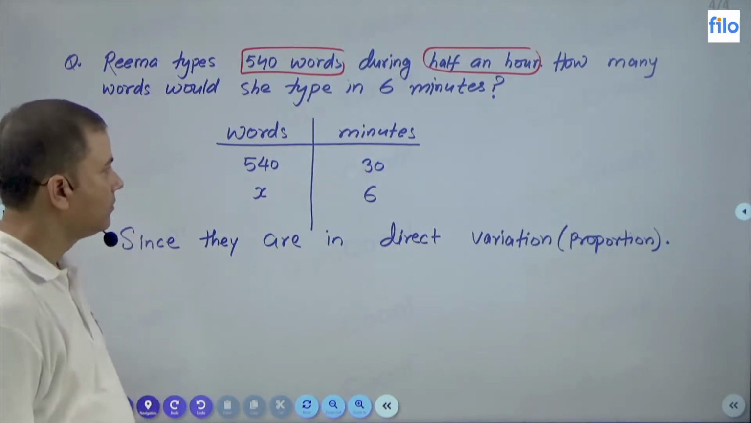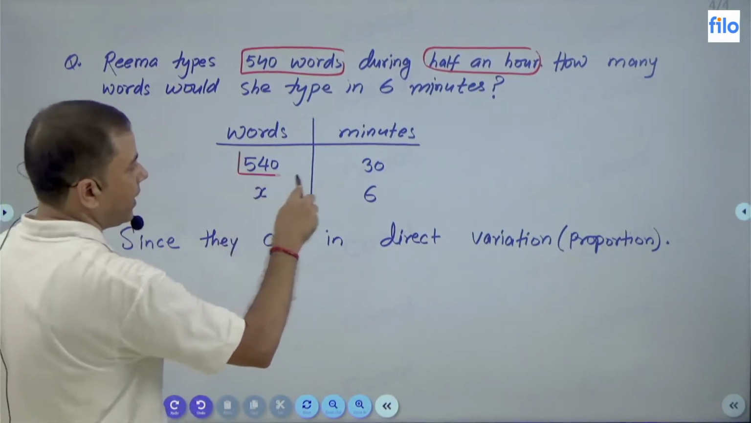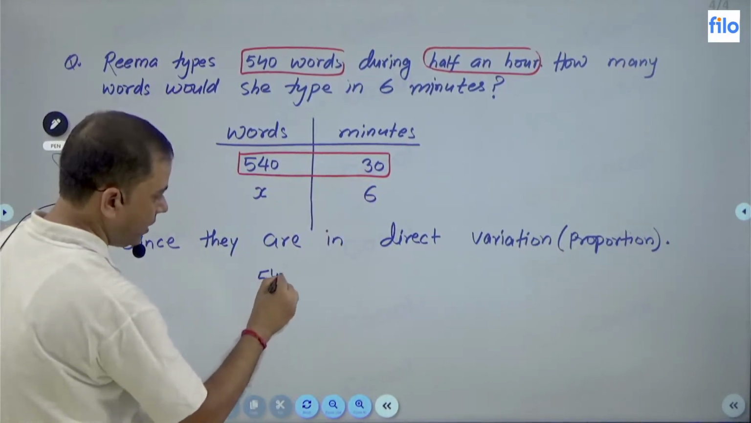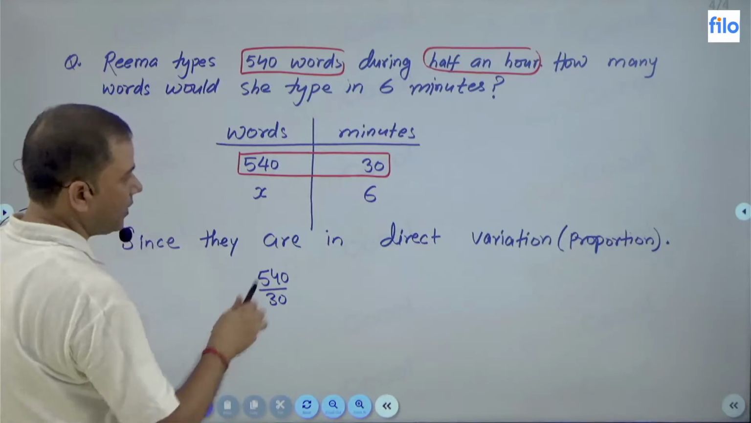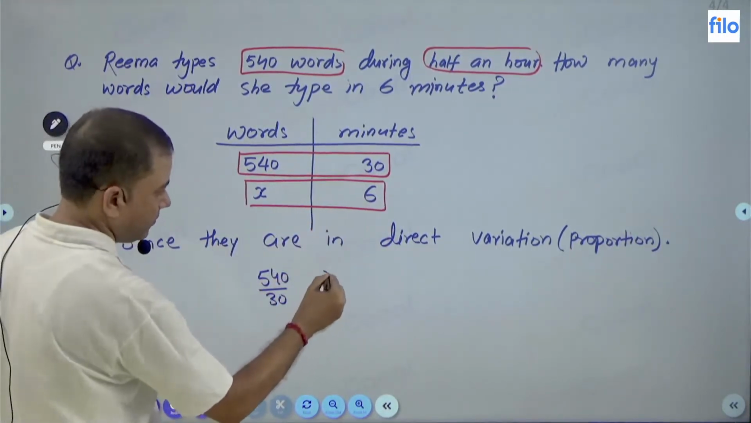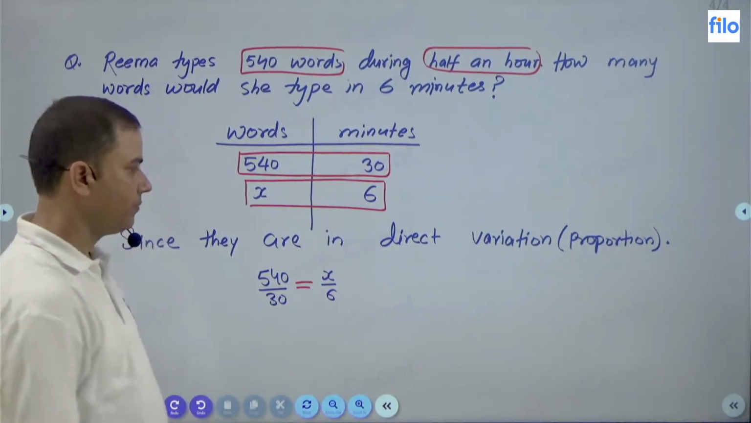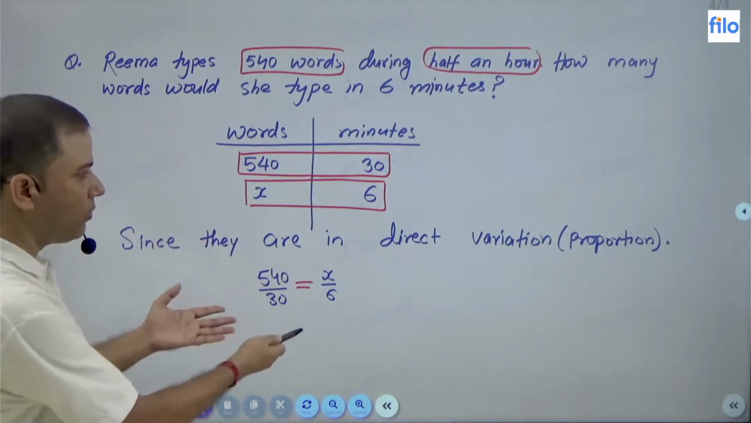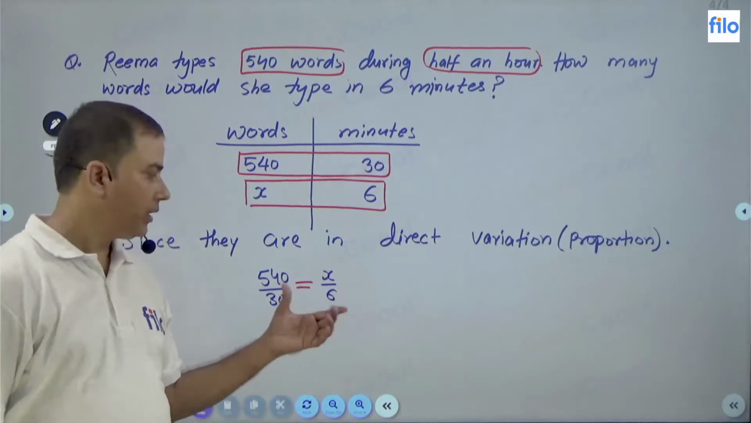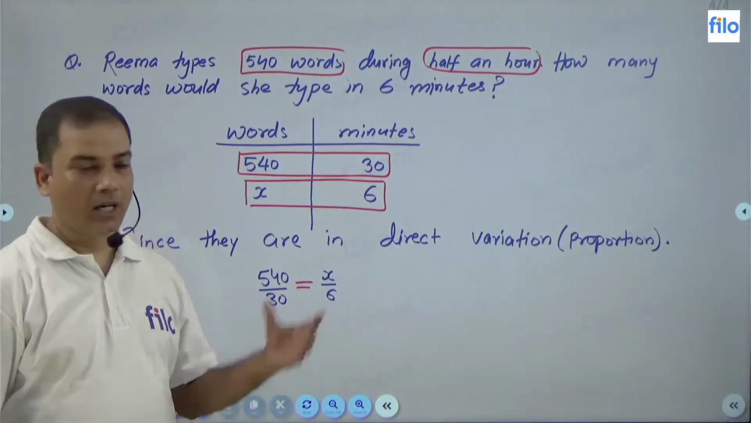Yes, ratio remains same. That means I will take the values in the first line, 540 and 30. Divide 540 by 30. And then I will take the values in the second line, x divided by 6. The ratios must be equal. And now see what happened. Now you got the equation. If you solve it, you will get the value of x. Answer will come out.